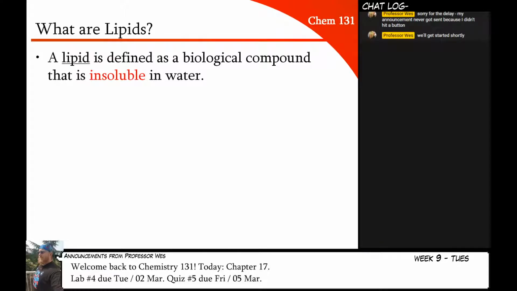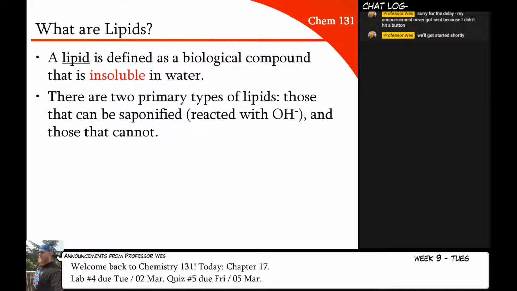Alright, so let's look at what lipids are in more detail. We're going to split lipids into 2 categories. Now, we already know what saponification is. Saponification was when we had something like this. So, I don't know, we'll just put some R's here. So I have some ester. And then I react hydroxide with it.